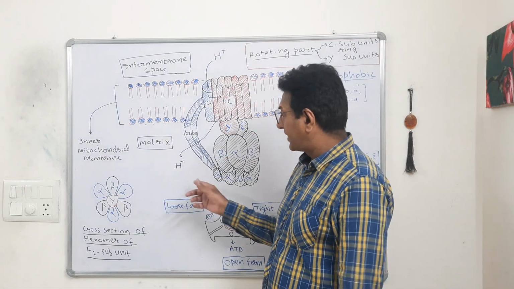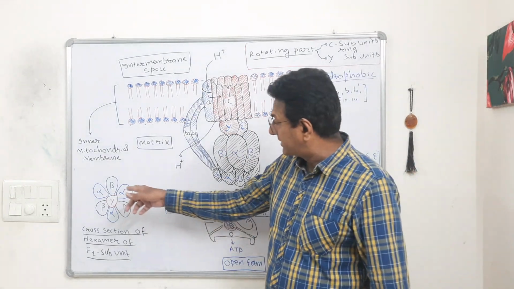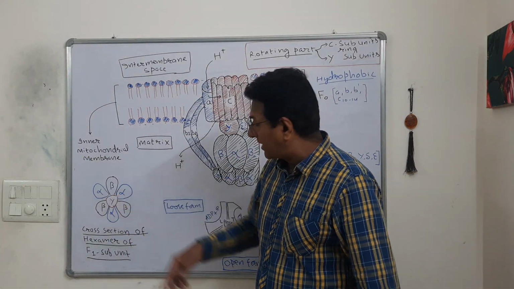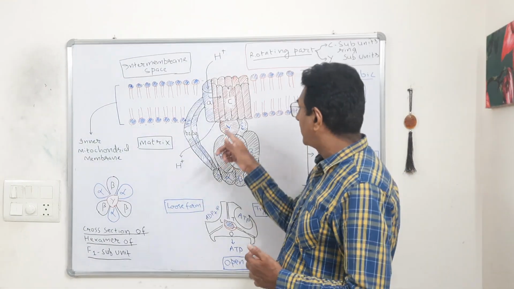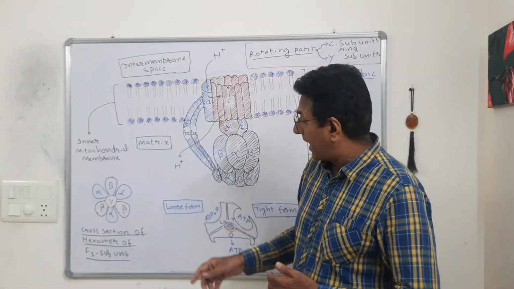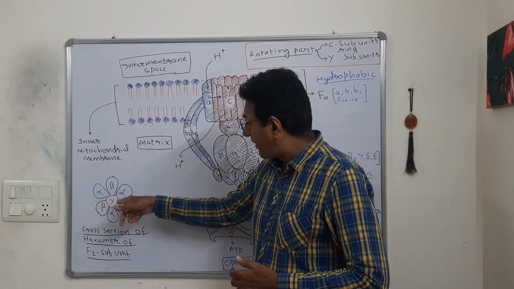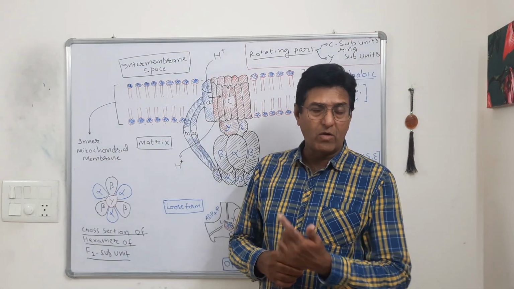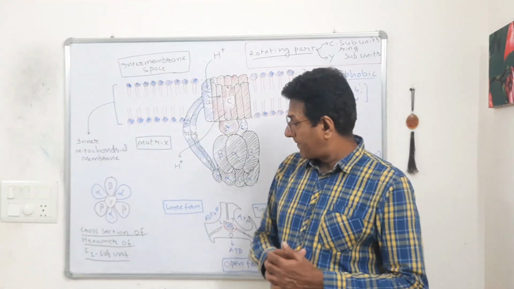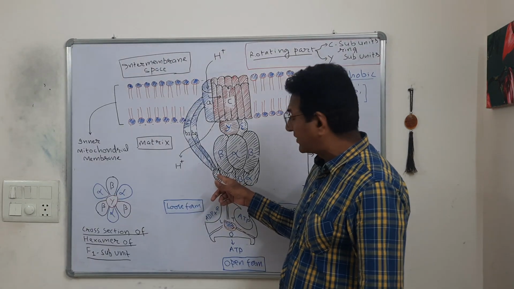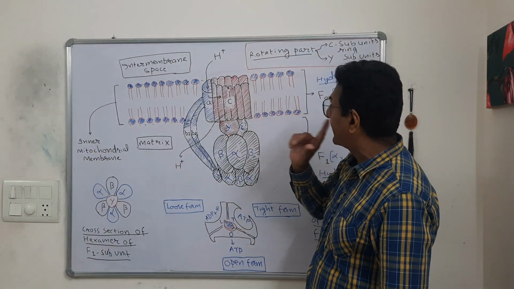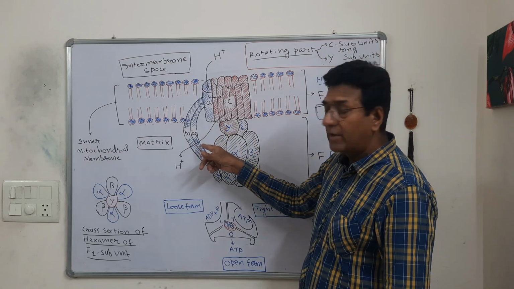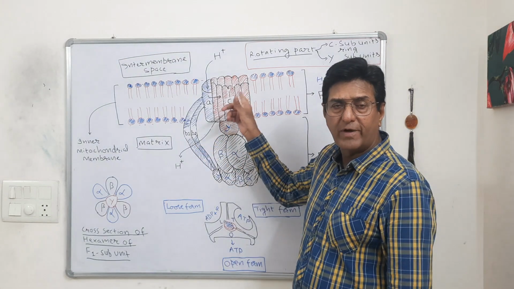And in a hexamer structure, there is a central cavity, and in the central cavity, there is axis of gamma polypeptide chain. And in this hexamer, alpha and beta polypeptide chain are alternately arranged to each other. And this delta polypeptide chain makes the connection between F1 particle and F0 particle through these two B polypeptide chain of F0 particle.